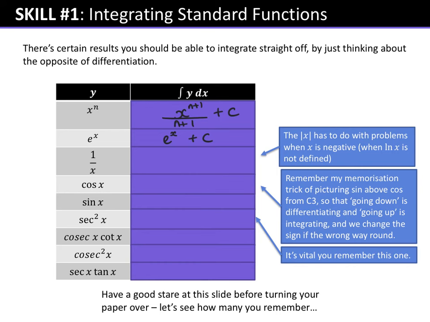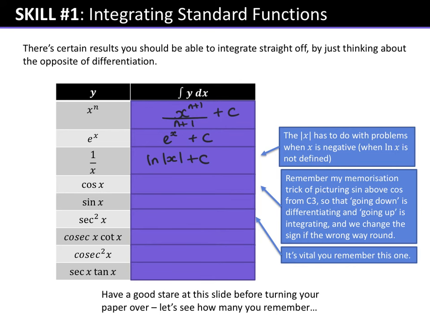We know when we differentiate ln of x, we get 1 over x. So when we integrate 1 over x, we're going to get ln of the modulus of x plus c. Now, we've got the modulus of x because we take the positive. As we know, we reject the negative.